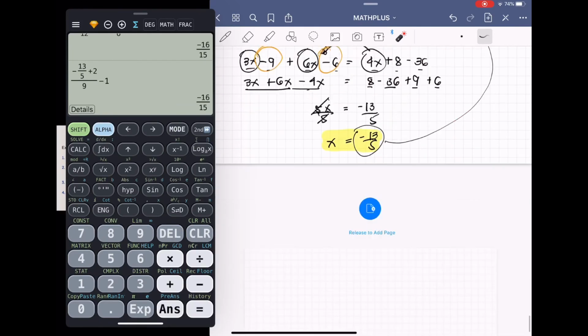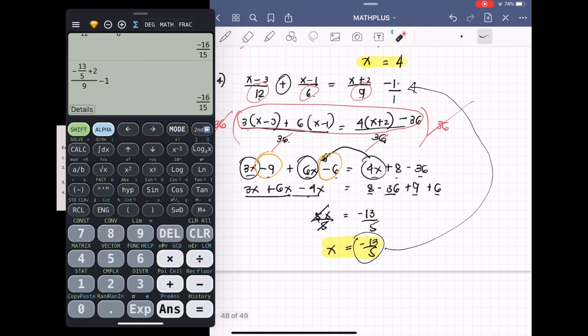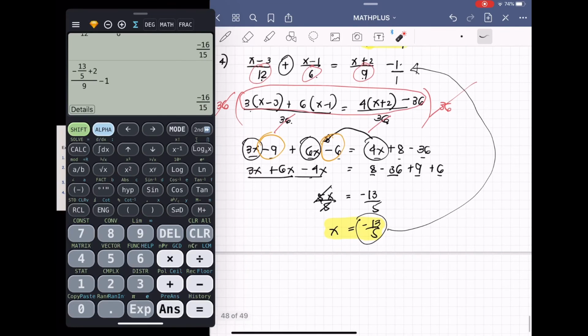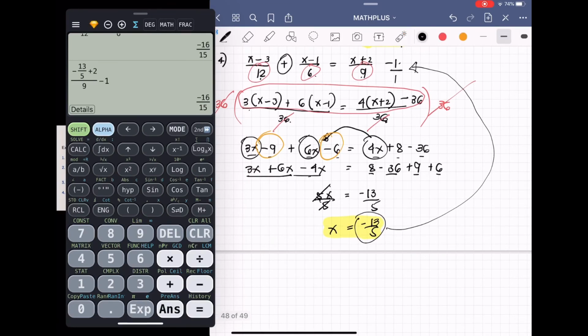An alternative to solving for x is, I can separate these fractions. What I'll do is separate these fractions as simpler fractions. Instead of x minus 3 over 12, I can write that as x over 12 minus 3 over 12, plus, I can write that as x over 6 minus 1 over 6, equal to, I can write that as x over 9 plus 2 over 9 minus 1.